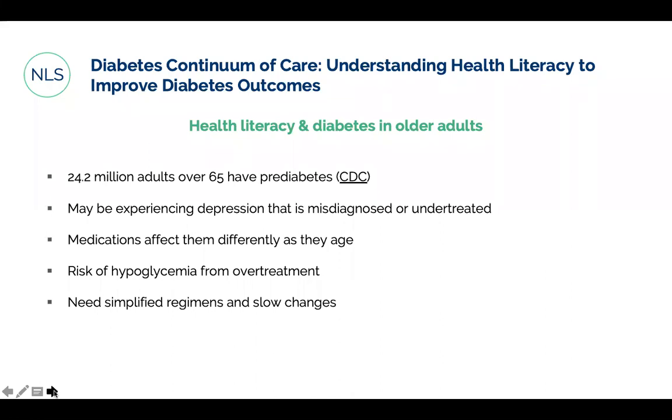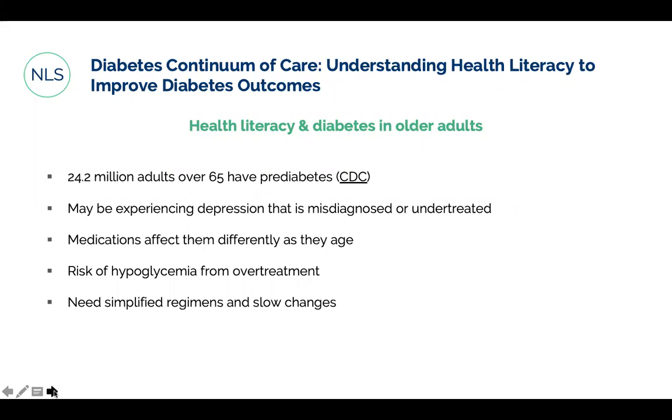Unfortunately, many older adults may be experiencing depressive symptoms or depression that are not appropriately recognized by their provider, who may be attributing signs of depression to another condition, or maybe even mistakenly believing it's a normal part of aging. Depression and diabetes can complicate each other, as depression could impact a person's motivation to engage in healthy behaviors. And diabetes management can often be stressful or cause complications that could make depression worse.